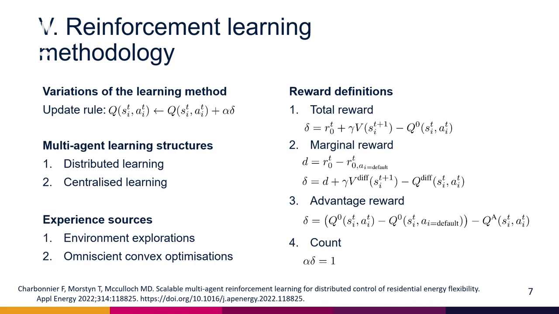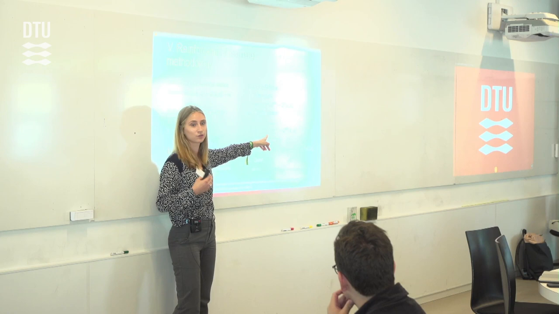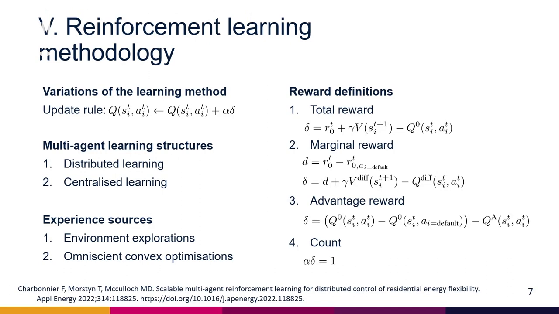And the main one I'll focus on is the marginal reward, where you perform additional baselining simulations so that you can send to each agent the difference between the global reward, had they followed their reinforcement learning policy, minus the global reward if they had just been default passive inflexible agents. So you keep sending them individualized feedback.